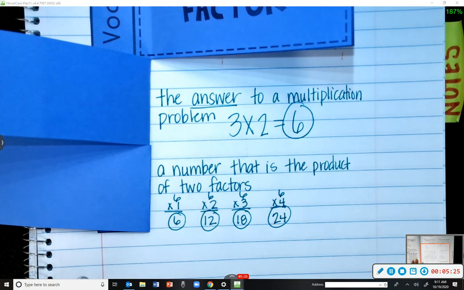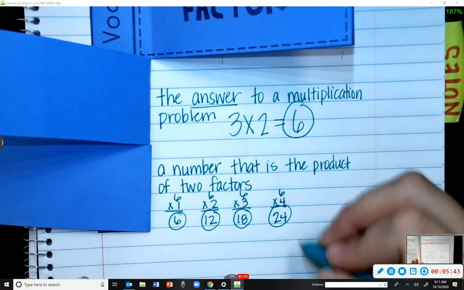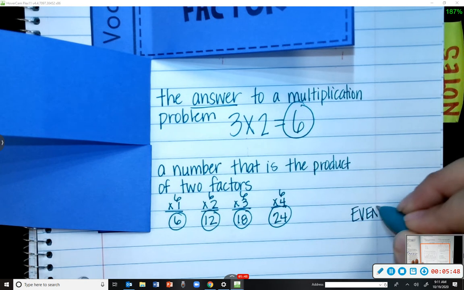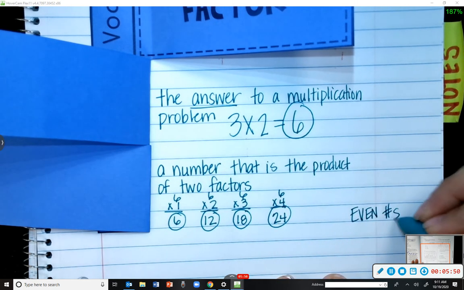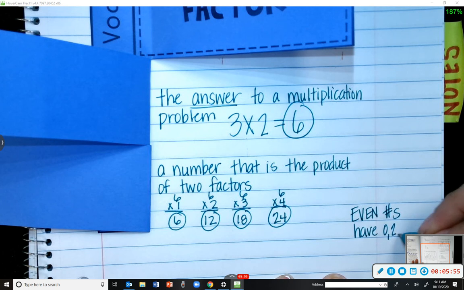So it's basically like odd or even numbers. Well, these just happen to be even. We actually need to talk about that because we struggled with even and odd on our power quiz. So even, these are all even, and how do I know that? You don't have to write this. Even numbers have 0, 2, 4, 6, 8 in the ones place.